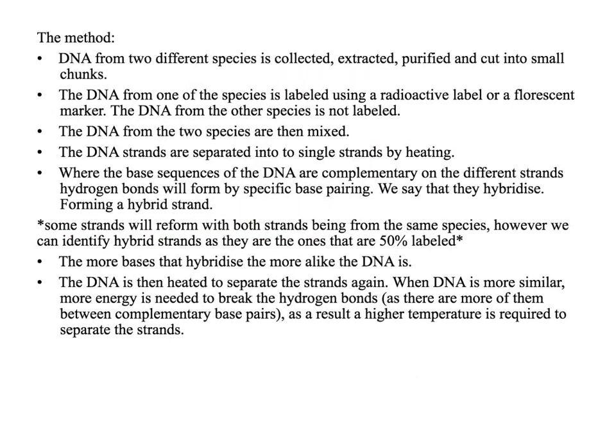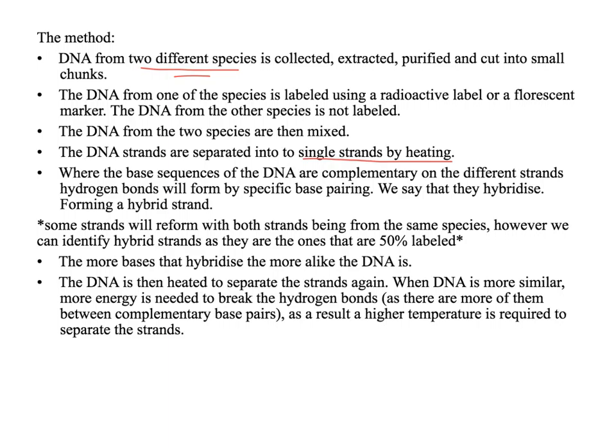What you do is collect DNA from 2 different species, or maybe even 3 different species if you wanted to do a comparison, and you extract that DNA, purify it and cut it up into small chunks. You then label the DNA using a radioactive label, or you can use a fluorescence marker, and leave DNA from one of the species unlabeled. You then mix those 2 lots of DNA together and heat up the mixed sample, and it will separate into single strands.